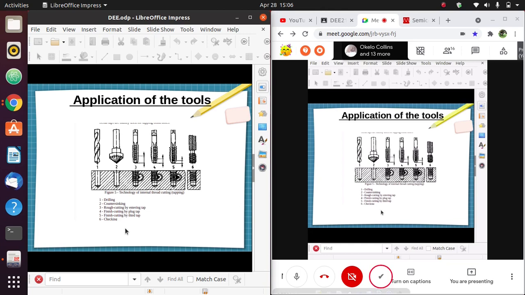the finishing tap. As you can see, the distance of the cutting, mahali ambapo unakatia hizo threads, zina differ. Now the last tap ambayo inatumika ni kusafisha tu, to ensure that the threads are working. And once you're satisfied with the threads, then you can fasten your screw.